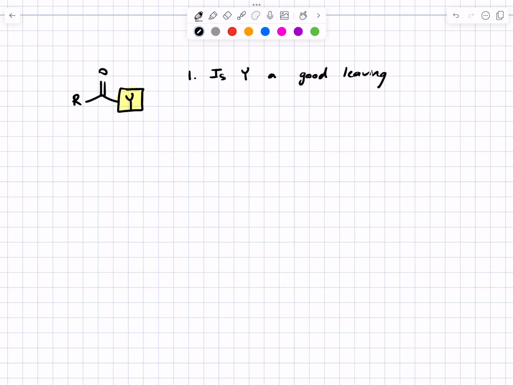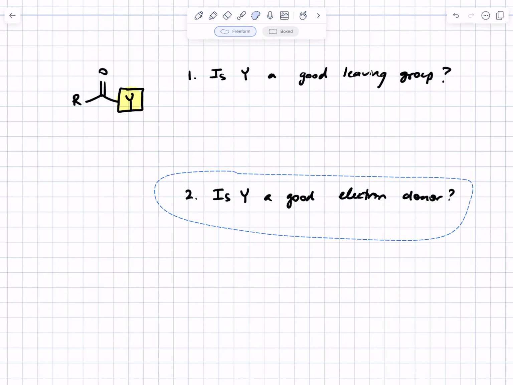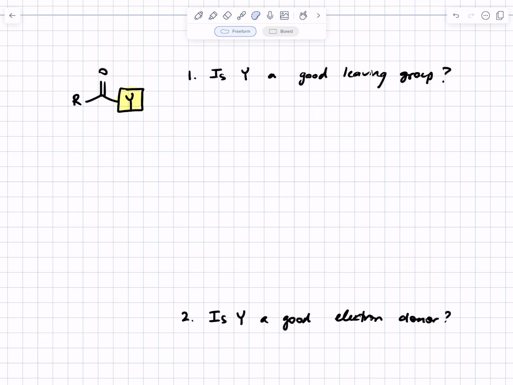Right now, it's not apparent at all why on earth we should be talking about whether the Y group is a good leaving group or not. That'll become clear, maybe not by the end of today, but certainly by next time. And then we'll be off to the races with new reactions. A second and related question is: is the Y group a good electron donor? You're going to see that these are actually the same question. But let me give you some examples of what the Y group can be. This won't be a complete exhaustive list, and we won't finish it really today.